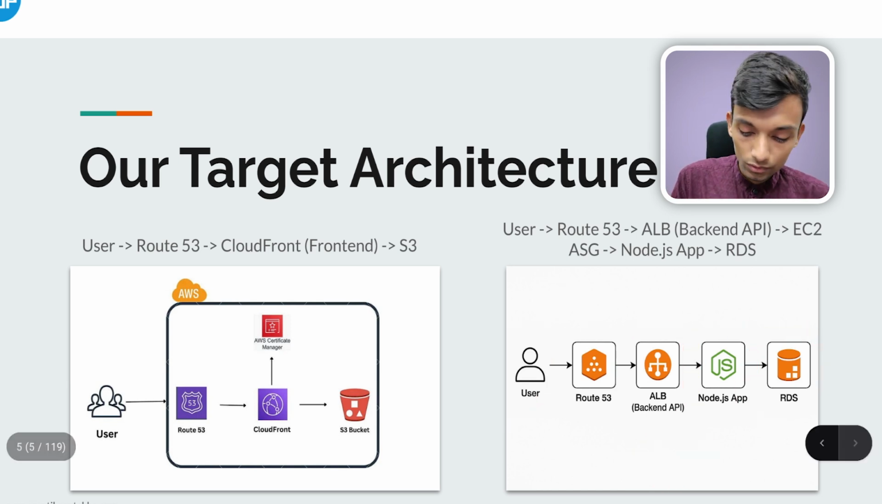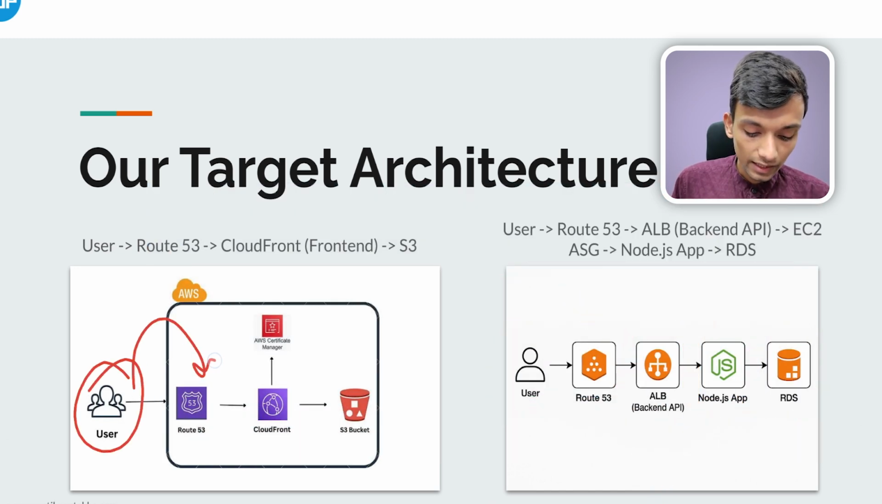So what's our whole application flow? I'm going to explain here. So first, this is the user. It's going to go to Route 53.